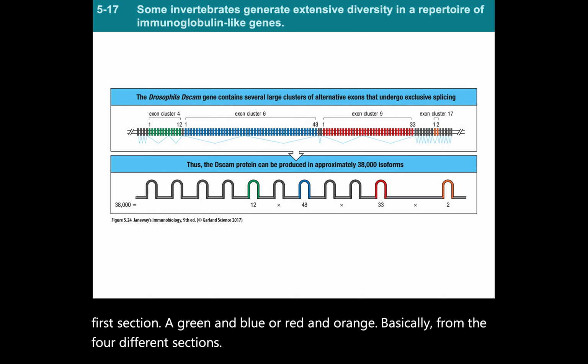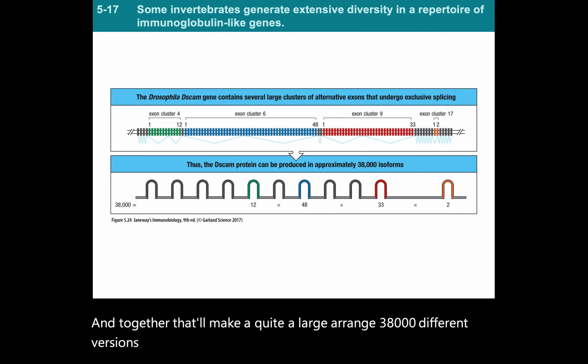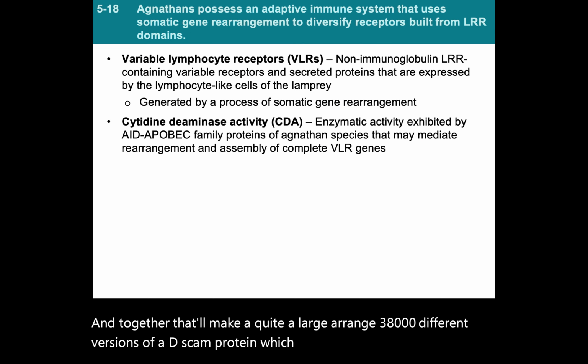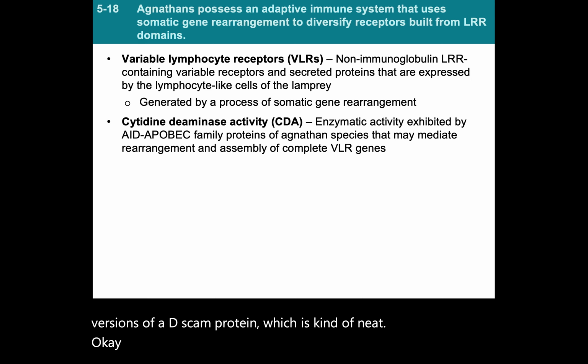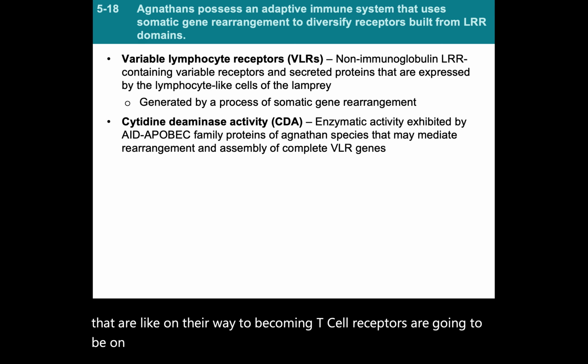And together, that'll make quite a large range, 38,000 different versions of a DSCAM protein, which is kind of neat. Okay, so that's a very primitive version of an immune system. Now, variable lymphocyte receptors are going to be things that are on their way to becoming T cell receptors. They're going to be on the equivalent of white blood cells.